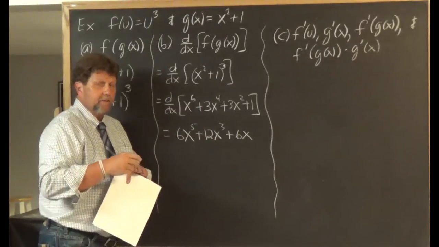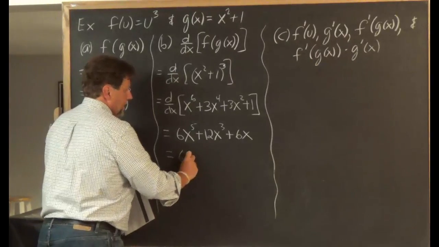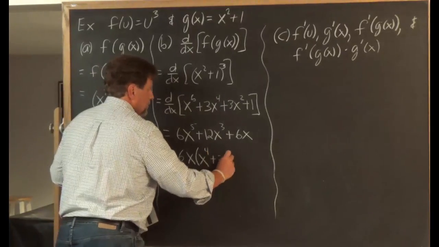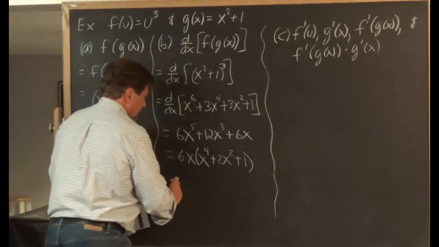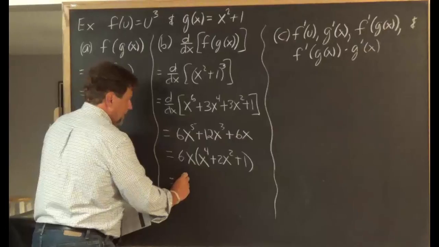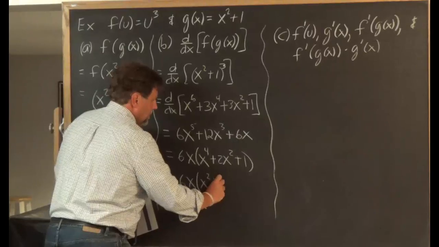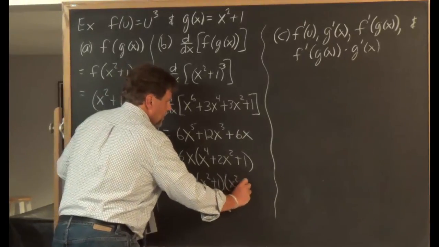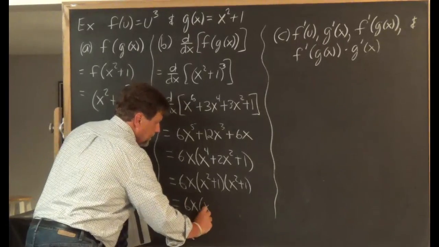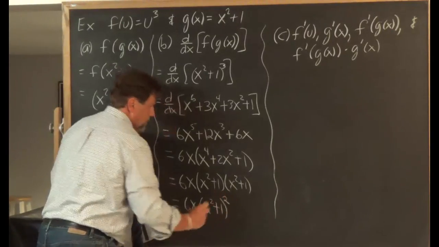Okay, now I'm going to simplify this just a little bit. I can factor out a 6x. That gives 6x times x to the fourth plus 2x squared plus 1. And then one more step: x to the fourth plus 2x squared plus 1 factors to x squared plus 1 times x squared plus 1. Or in the most condensed form possible, 6x times x squared plus 1, quantity squared.